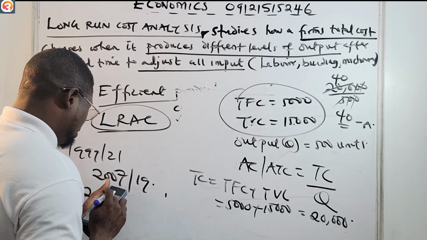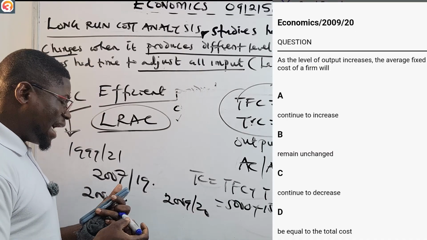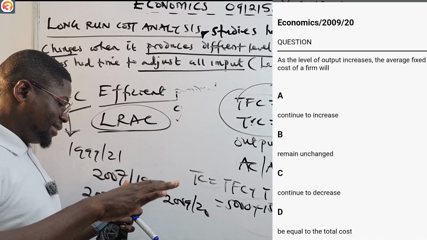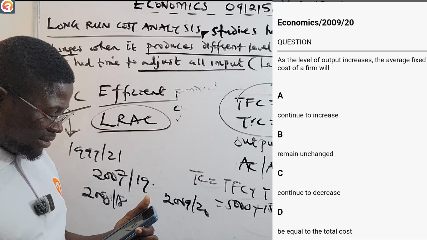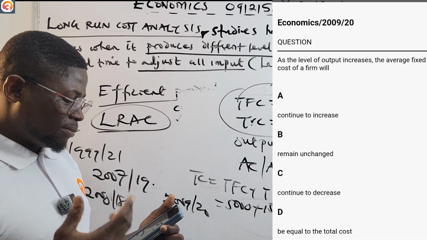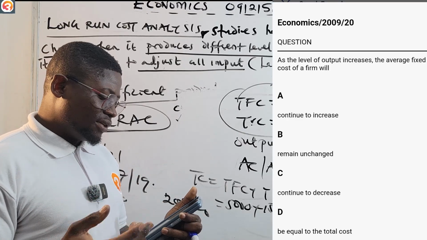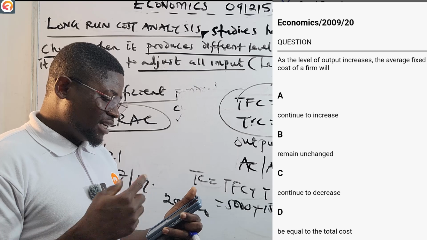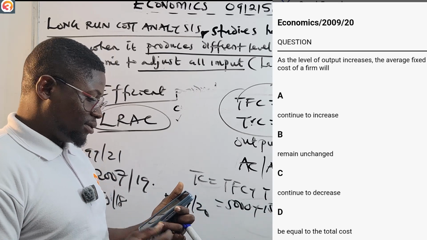Let's see another question, 2009, number 20. It says, as the level of output increases, the average fixed cost of a firm continues to decrease. We talked about all of this. That's why I say they ask questions about average fixed cost very well. A says continue to decrease, B continue to increase, C remain unchanged, D be equal to the total cost. Correct answer is option C.